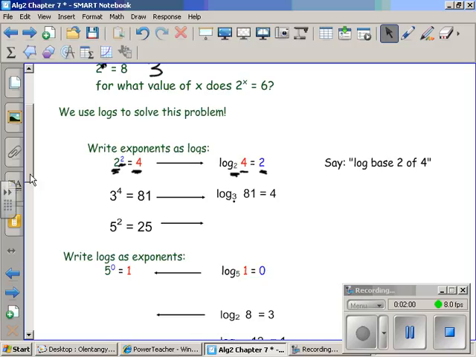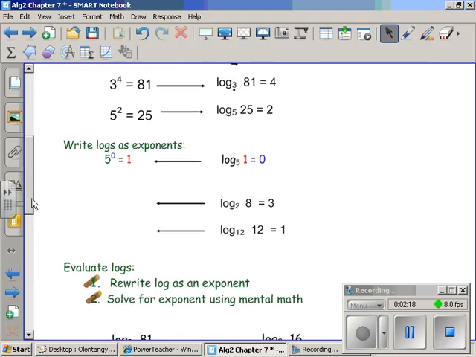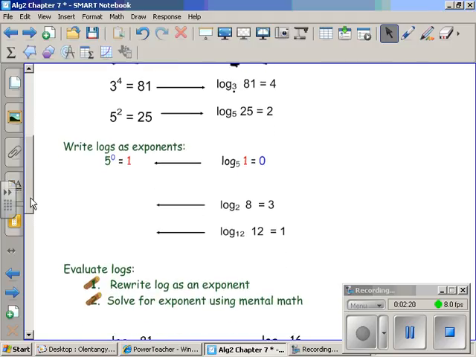How about the next one? What would you get there? Good. Right. Log base 5 of 25 equals 2. Okay? And you'll notice how I'm saying that. Log base 5 of 25 equals 2. Just to get used to saying the words with a log.